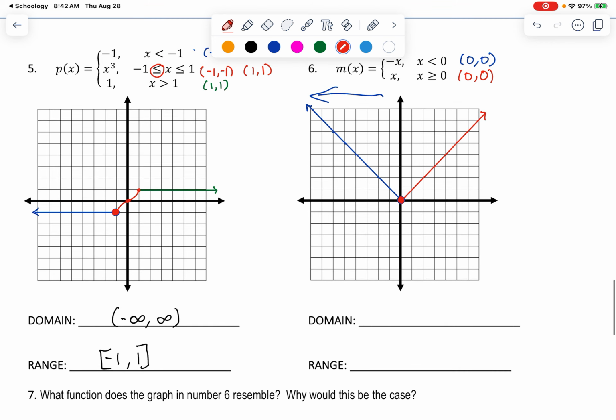All right, but anyways, our domain, if you look left to right, it's an arrow to an arrow, negative infinity to positive infinity. Let me get my black pen back out.